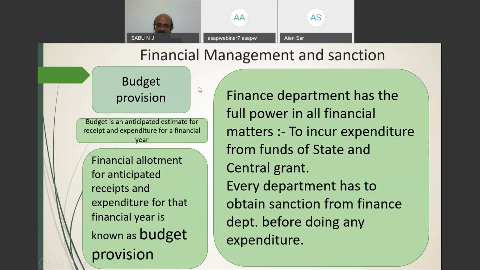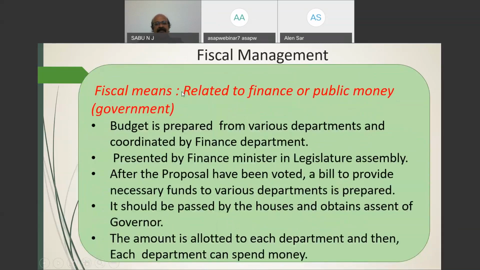Okay, so let us discuss more about fiscal management. Fiscal is something related to finance on public money. Normally the government budget is a part of fiscal management. You have understood that the budget is an approximate estimate. It is an annual statement about the expected revenue and expected expenditure for each project. So this is the procedure for fiscal management by the government.